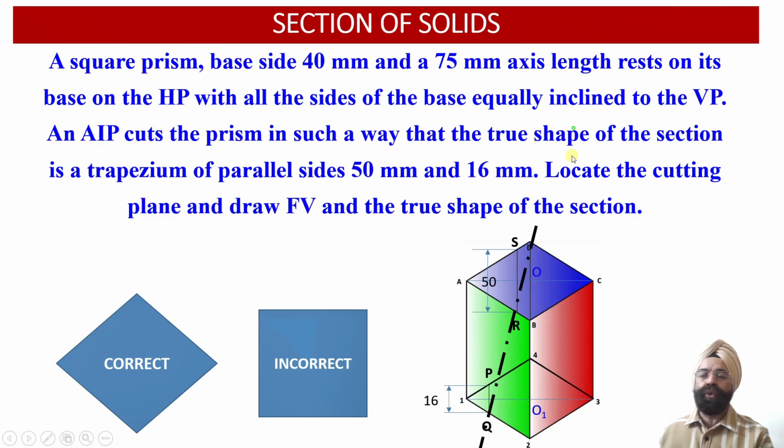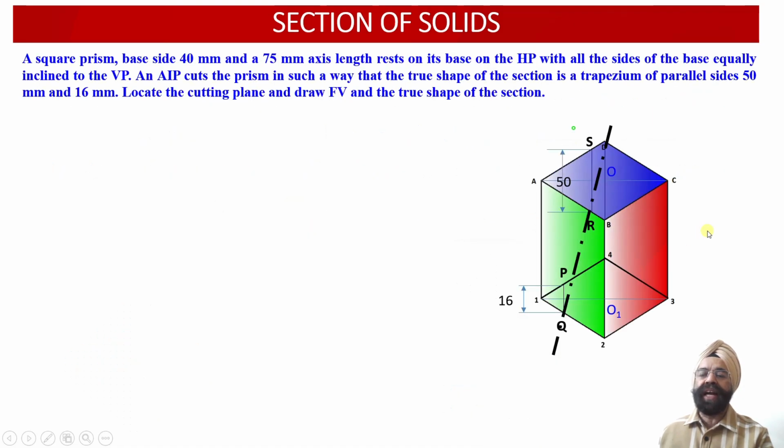So now we are going to evaluate the location of the cutting plane, the sectional front view and the top view projections of the square prism, and the true shape of the cut section also we are going to evaluate. So let us first of all proceed with evaluation of the top view projections of the square prism, which has edge length equal to 40 millimeter, and all the sides of the base are equally inclined with respect to the vertical plane.